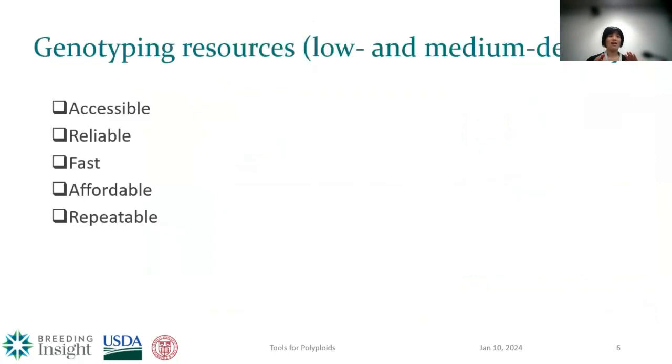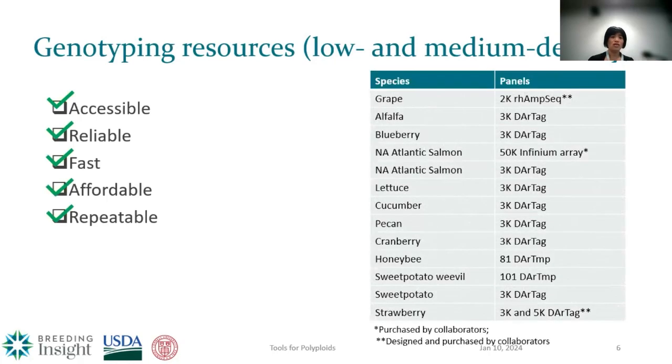I said my focus will be on the genotyping resources. Breeding Insight's target is to build accessible, reliable, fast, affordable, and repeatable genotyping platforms for breeders. Starting from 2019, the panels we have developed are listed here.